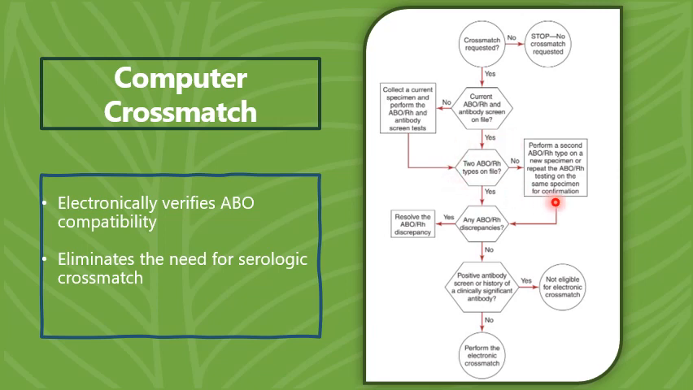If yes, are there any ABO-Rh discrepancies? So if merong discrepancies, resolve the ABO-Rh discrepancy. If wala, ask the question: positive antibody screen or history of a clinically significant antibody? So kapag yes, it is not eligible for electronic crossmatch. If no, then you can perform the electronic crossmatch.